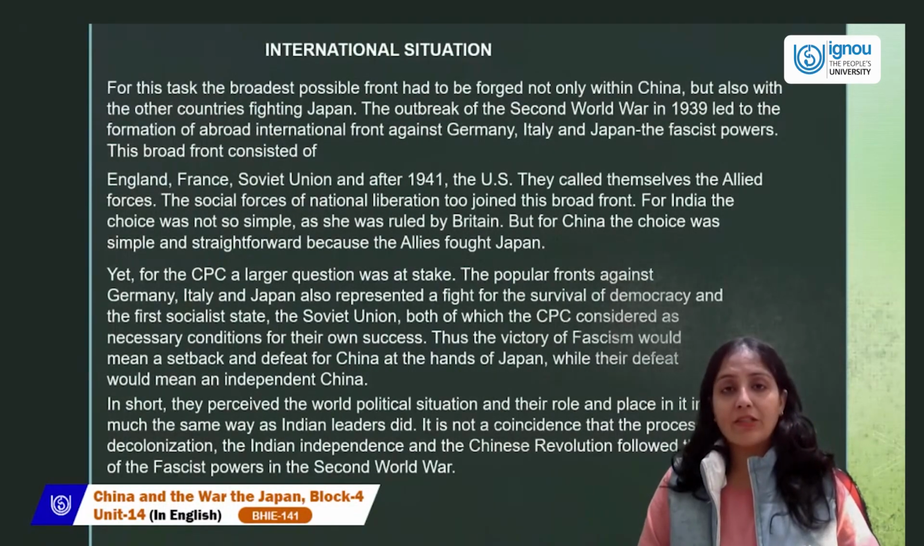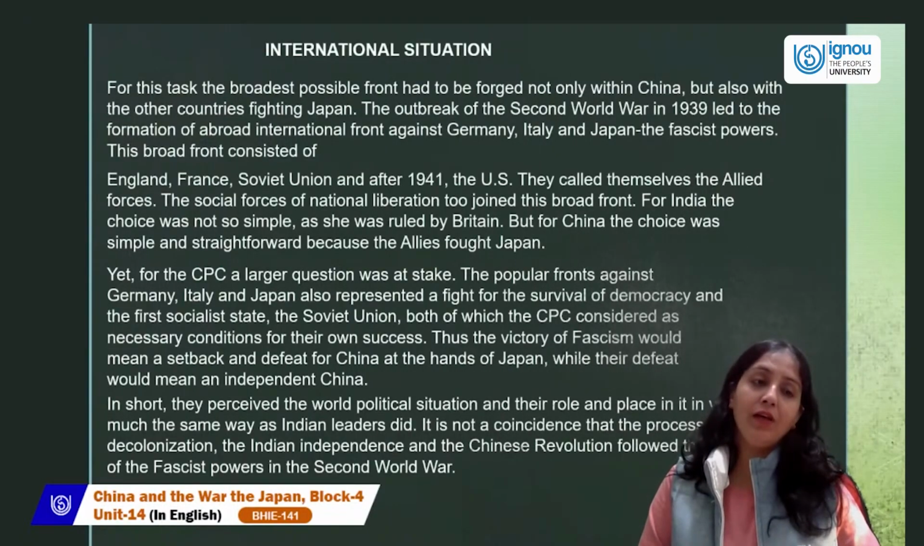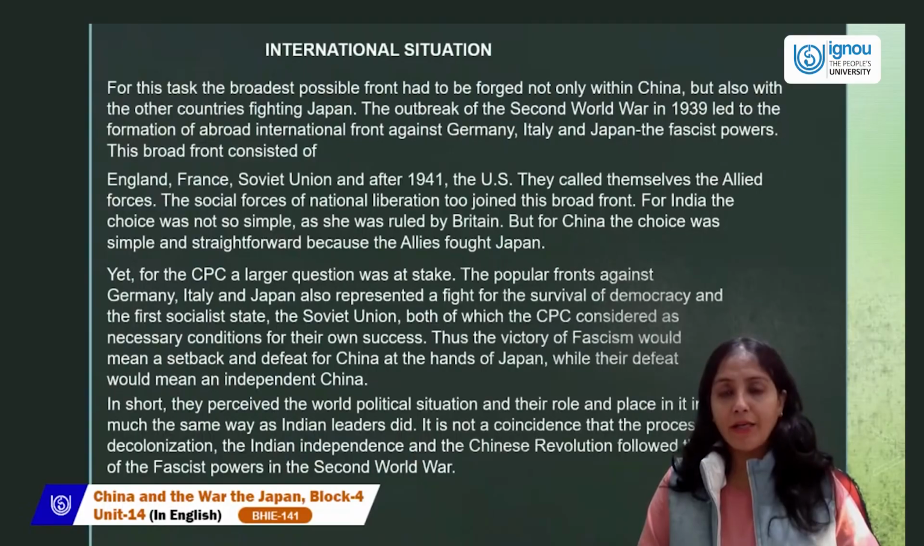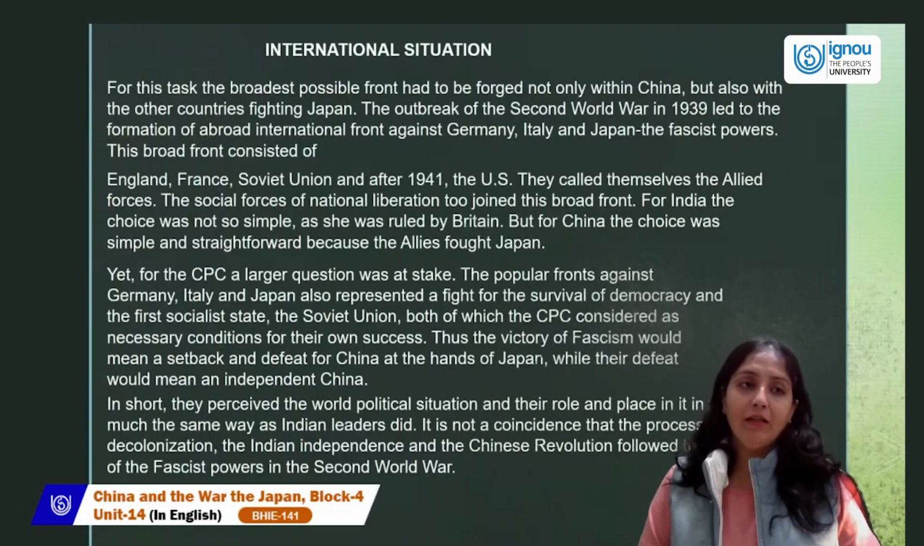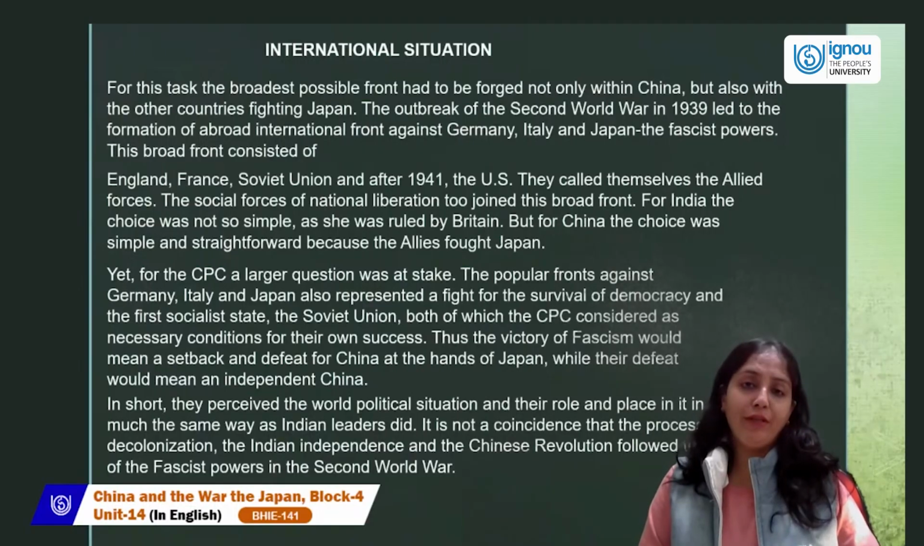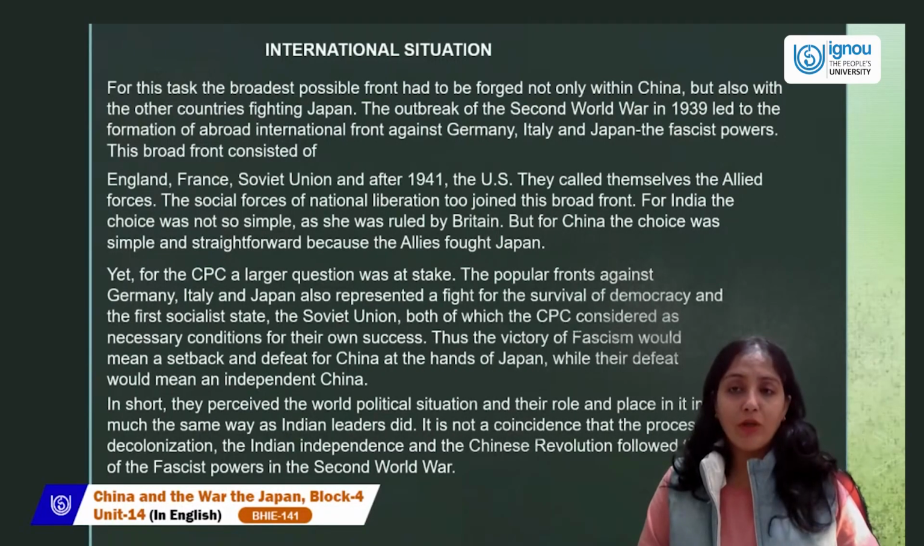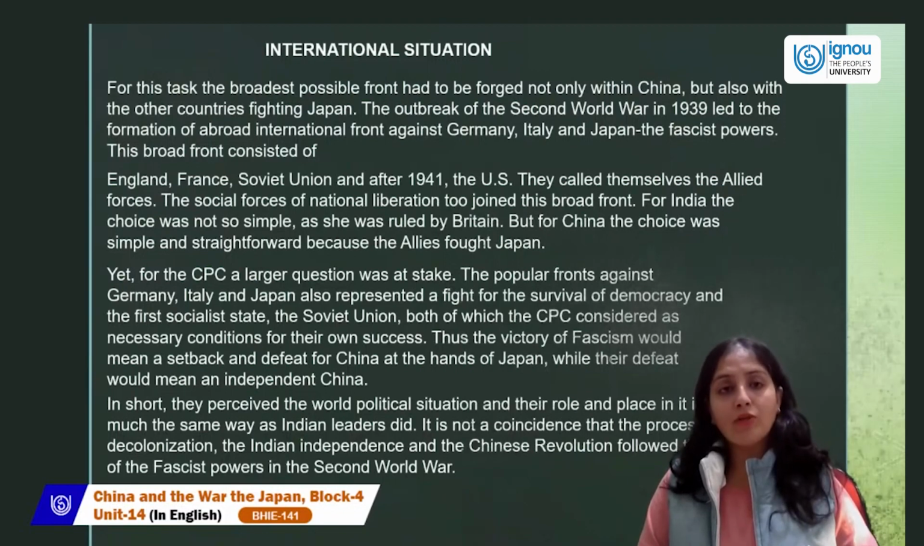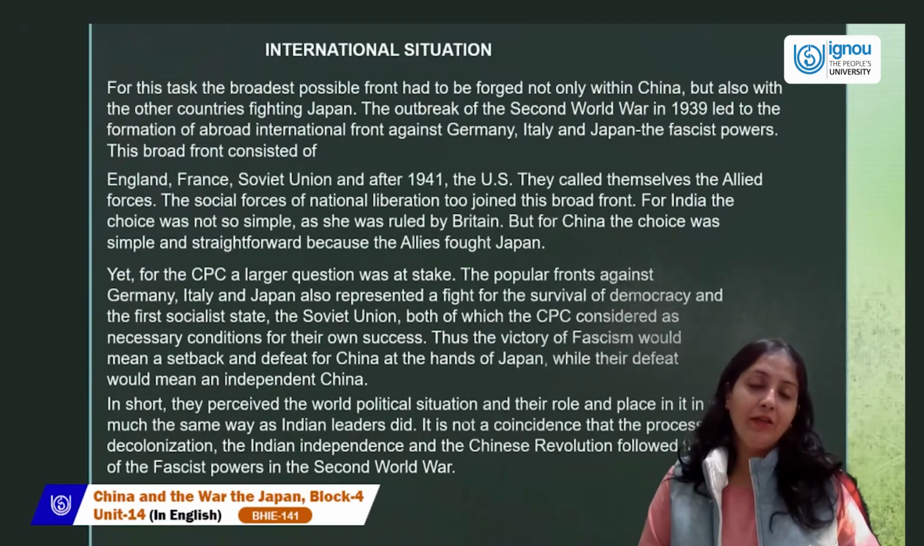Next is the international situation. What was the international situation China was facing, and how was China behaving with other countries? For this task, the broadest possible front had to be forged, not only within China but also with the other countries fighting Japan.